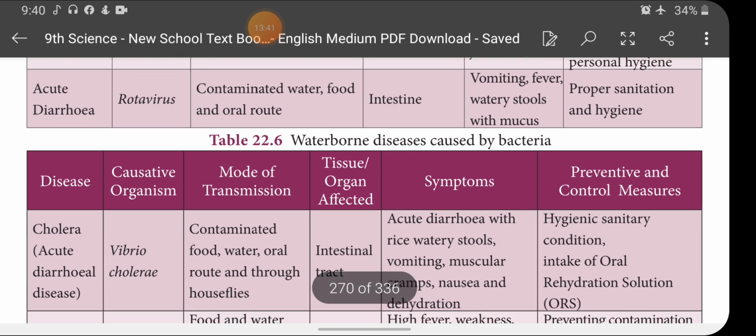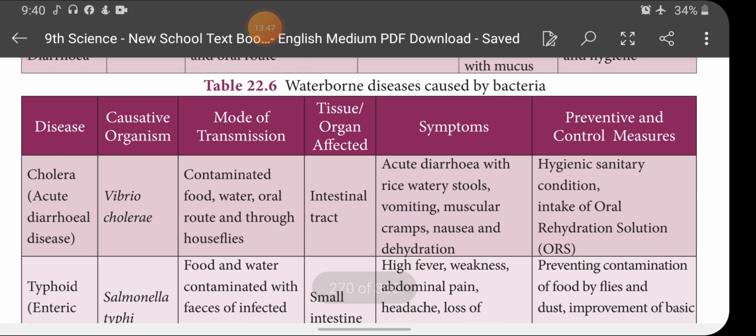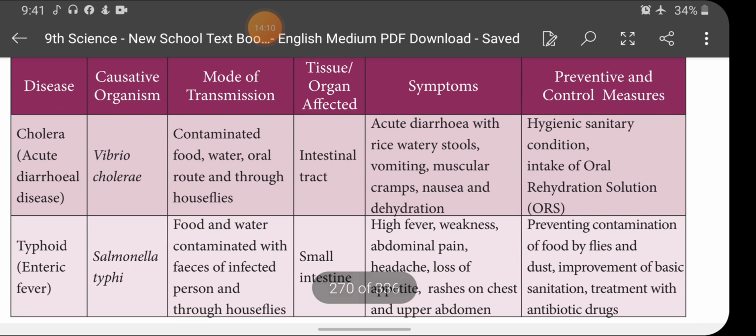So now we are going to see waterborne diseases caused by bacteria. Disease: cholera, an acute diarrheal disease, causative organism Vibrio cholerae, and the mode of transmission is contaminated food, water, oral routes and also through house flies. Then the tissue or organ affected is the intestinal tract, and the symptoms of this disease are acute diarrhea with rice-water stool. It is a significant symptom of cholera. Rice-water stool, acute diarrhea is the significant symptom of the disease cholera.